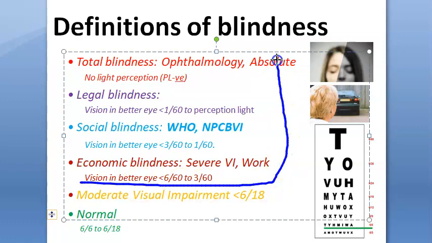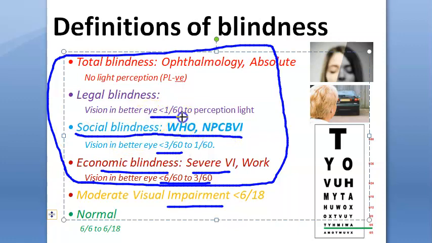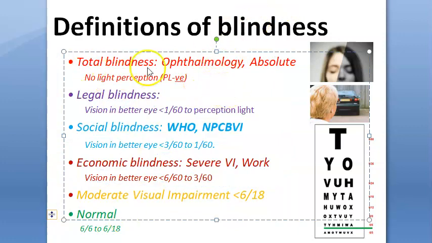Basically, from here starts the blindness. Below that, whatever you're seeing is visual impairment. Anyways, economic blindness is severe visual impairment, less than 6/60. Less than 3/60 is social blindness, WHO, NPCBVI. Less than 1/60 is legal blindness or manifest, right? That's what is legal blindness or manifest. Total means there's no perception of light, okay?